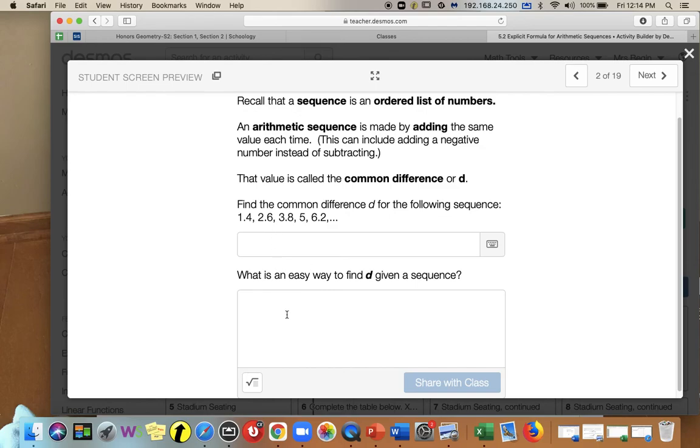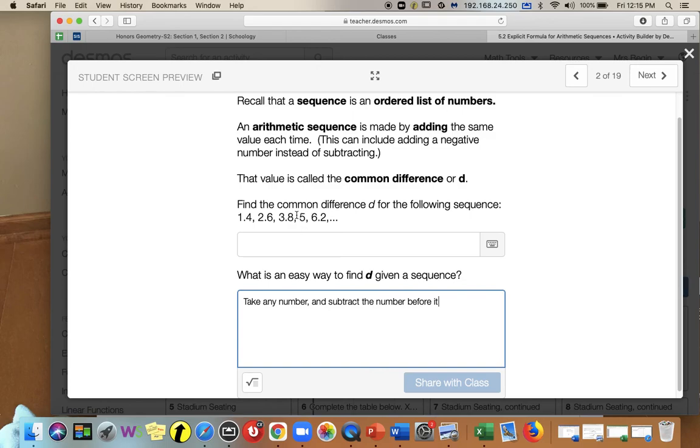Well, an easy way to find that is to take any number except for the first number in the list. And instead of adding, we can go backwards and subtract the number before it. And that will give us the common difference. So for example, if I take 6.2 and I subtract the 5, I'm going to get 1.2. And that should happen every time. If this is truly arithmetic, we should get that difference of 1.2 every time.